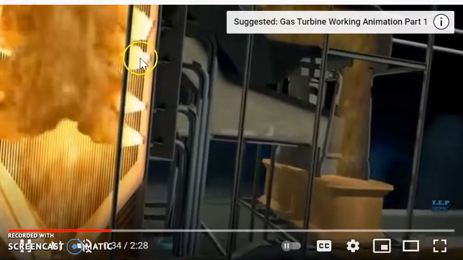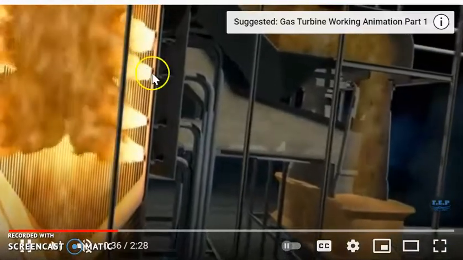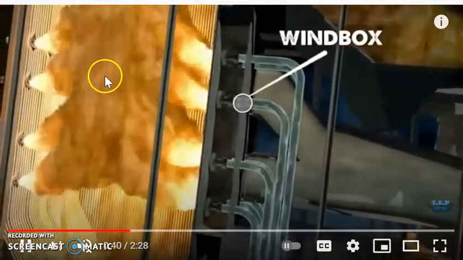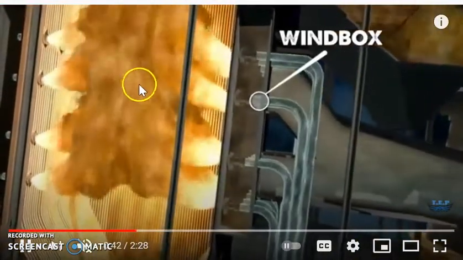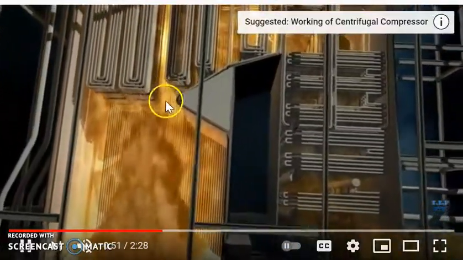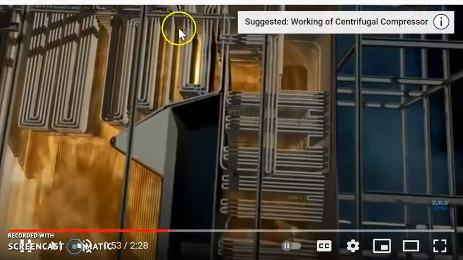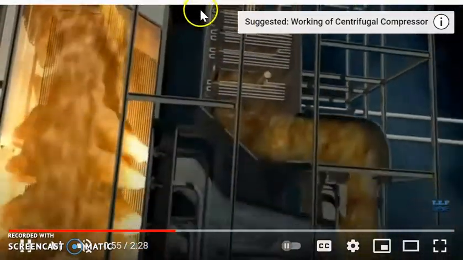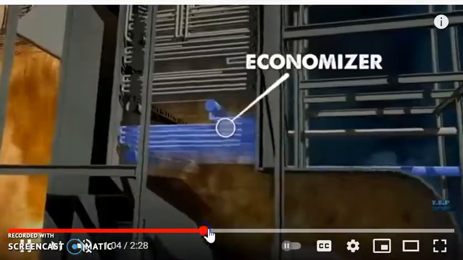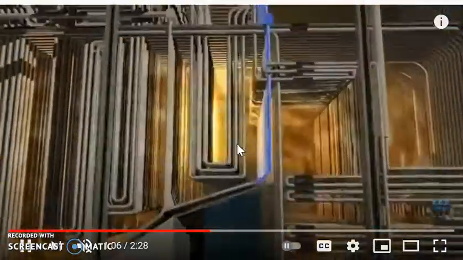The coal and air come in contact at high pressure, so the coal will get burnt at the ignition temperature. Once it is ignited, the heat will transfer upward. The heat will move up, and these are the tubes through which the water is flowing. The water will get heated up.